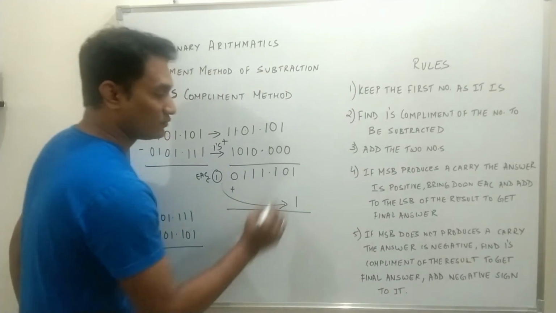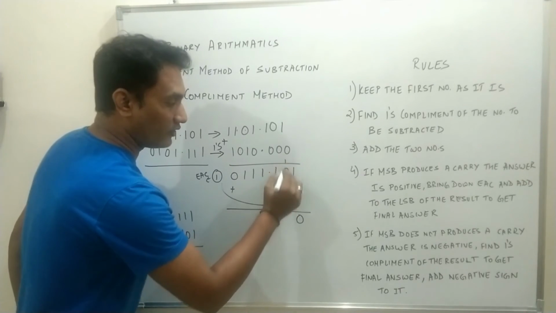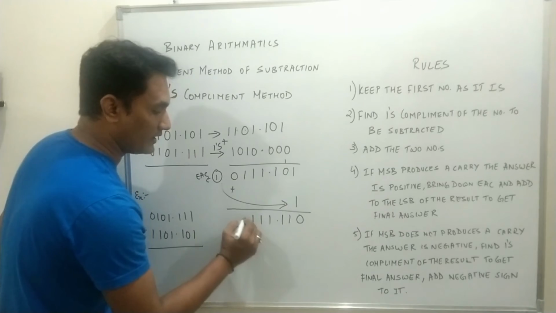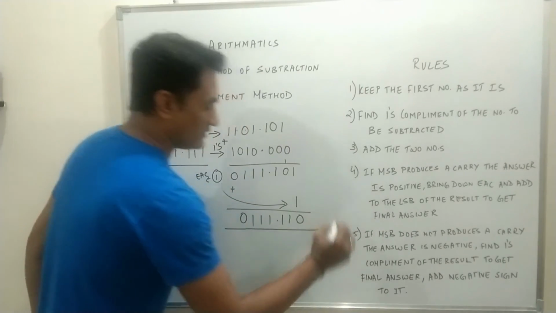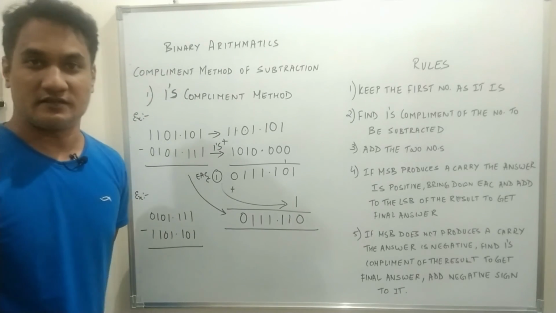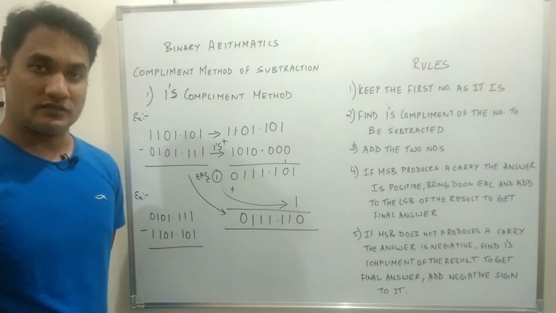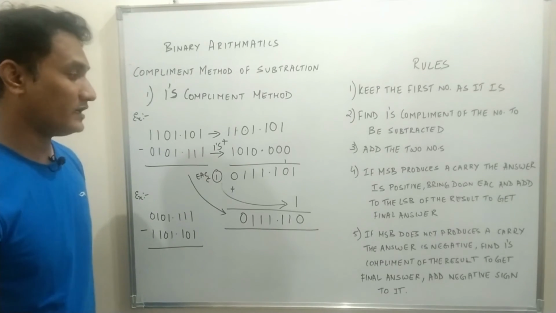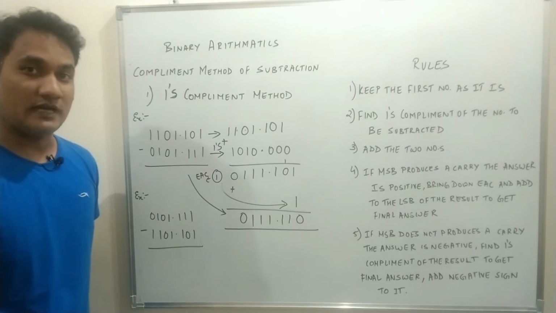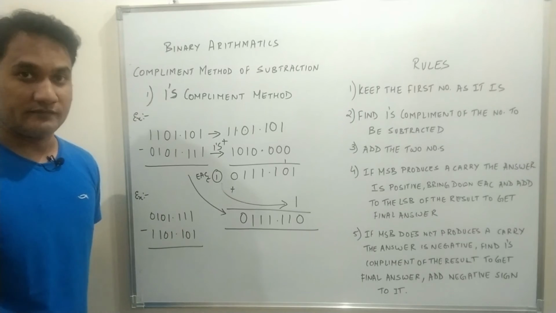So when you add these two numbers, what will be the number? 1 plus 1 is 10, 0, 1 carry forward, 1 plus 0 is 1, and so on. 1.1110. So this is your final answer for this subtraction. So you get the positive number as your answer. So this is an example of the 1s complement method where the number has both integer as well as fraction part, and the result will be positive.